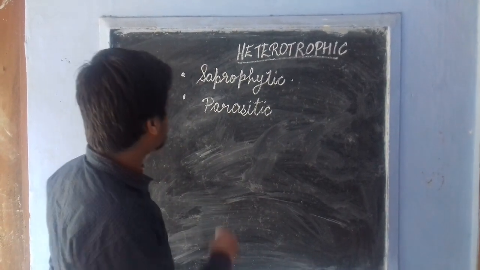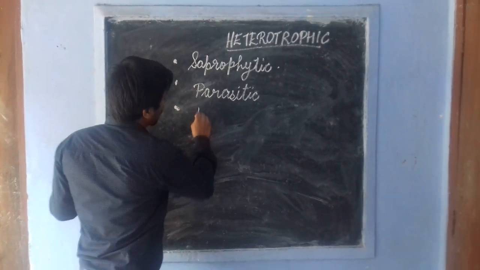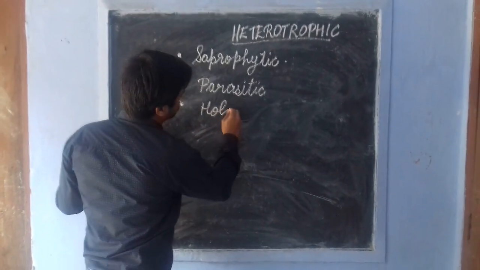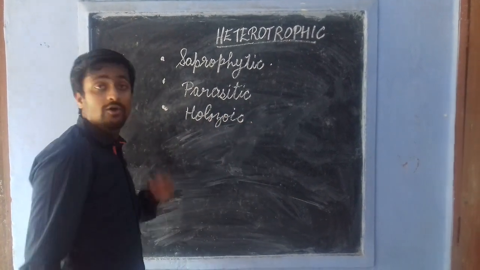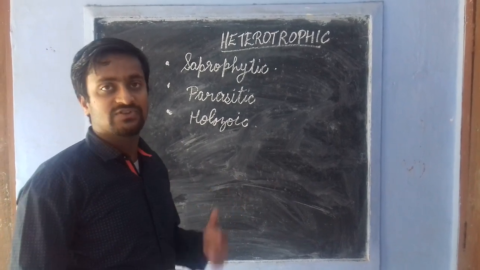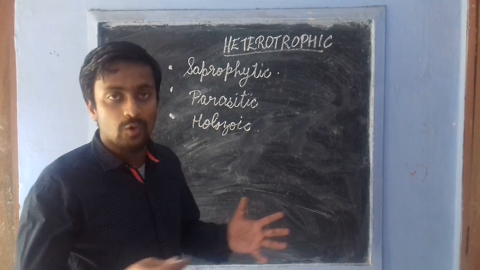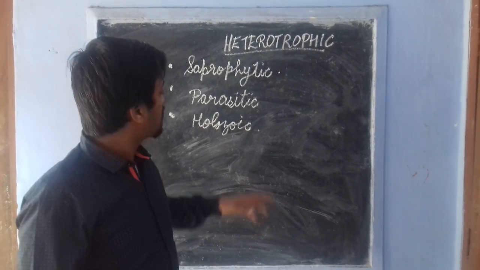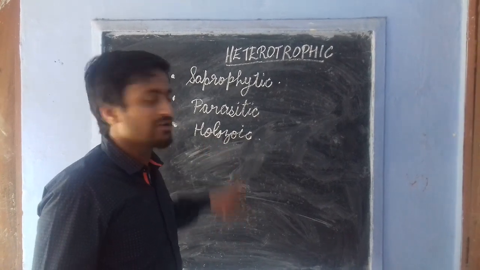Third mode of nutrition is the holozoic nutrition. The word holo means solid food. So the organisms which feed on solid food, which eat the food as a whole, are known as holozoic organisms, and this mode of nutrition is known as holozoic nutrition.